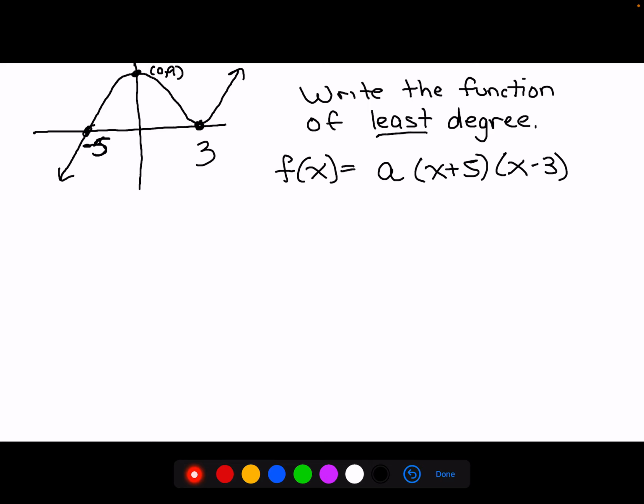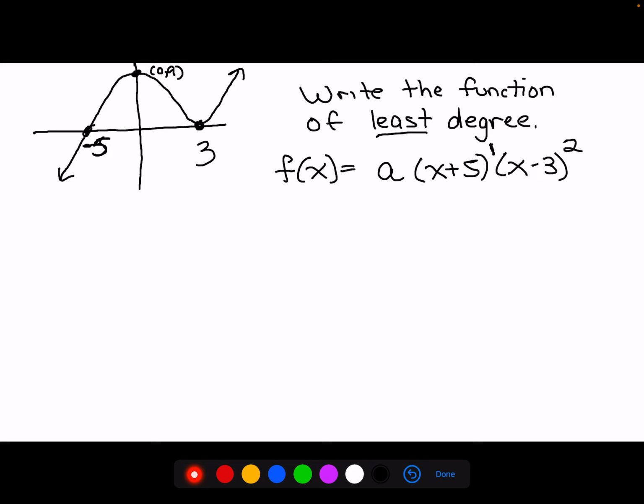Like going through the -5, it goes straight through, so we know that's going to be a 1 anyway. There's not going to be another number there. But with the 3, it comes down to 3, bounces off, and goes back up. So that could be some kind of an even multiplicity. But since they say least degree, we'll go with the smallest number involved there, and that would be a 2. All right, so far so good.